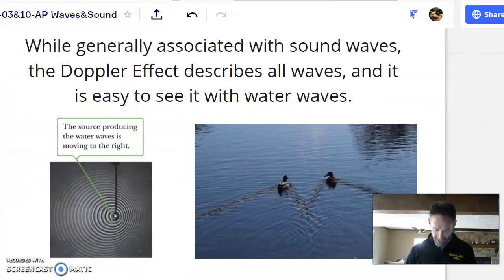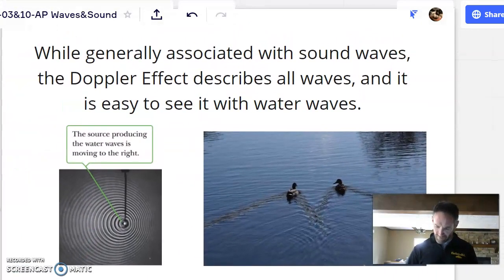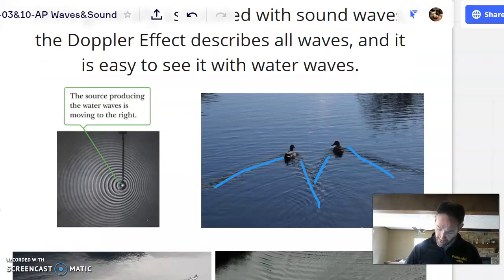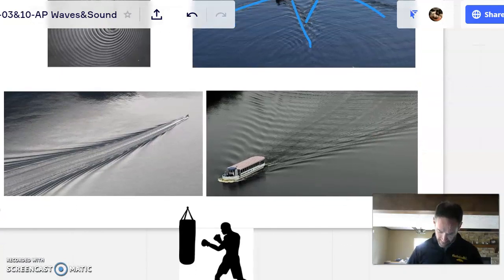You'll also see this two-dimensionally with something that's moving across the surface of the water, like a duck. You can see that these ducks are producing waves that are shaped like triangles like that. It's a two-dimensional version of what you just saw. We call those bow waves because they come off of the bow of a ship.